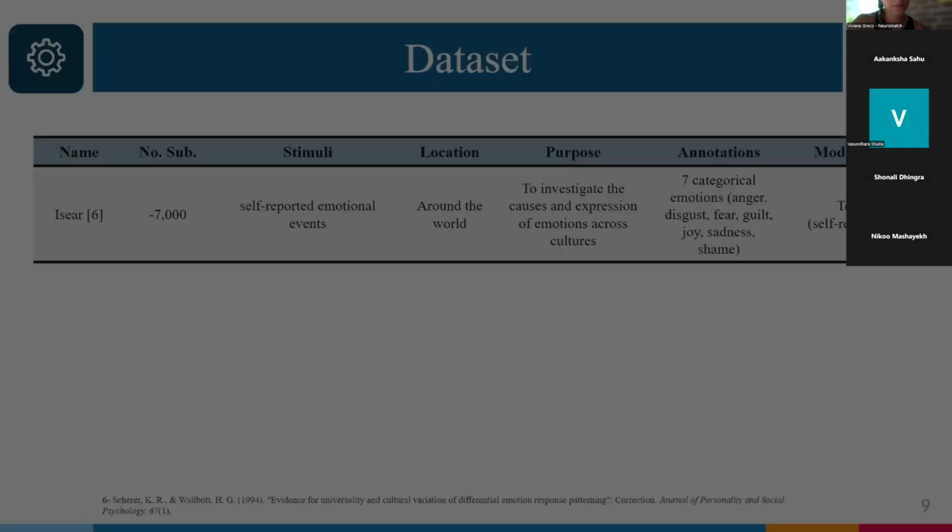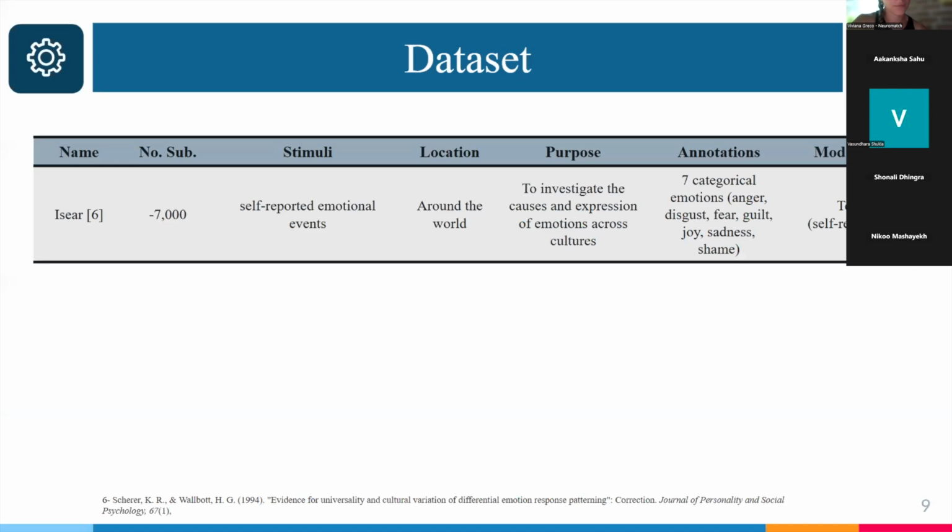For our study, we use the eISEAR dataset. This dataset includes around 70,000 emotional events globally, and it provides annotation for 7 distinct emotions. As you can see in this table, these emotions are anger, disgust, fear, guilt, joy, sadness, and shame.